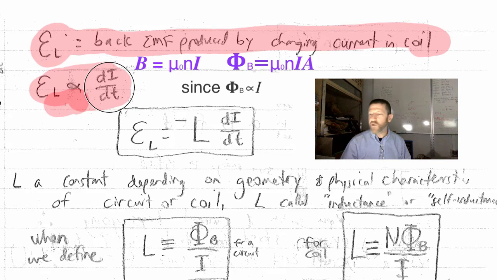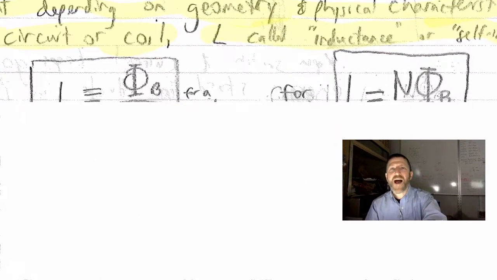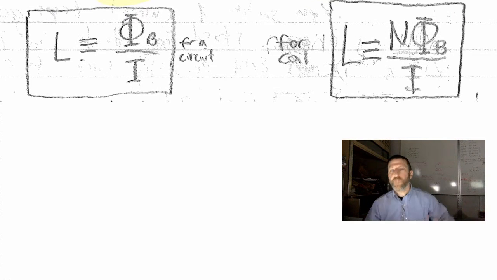Now what we are going to do is define this thing called inductance. We use the symbol L for inductance. This thing right there is inductance. If you simply define the inductance for any circuit, there's our definition, as the magnetic flux you get through the loop per unit of current.